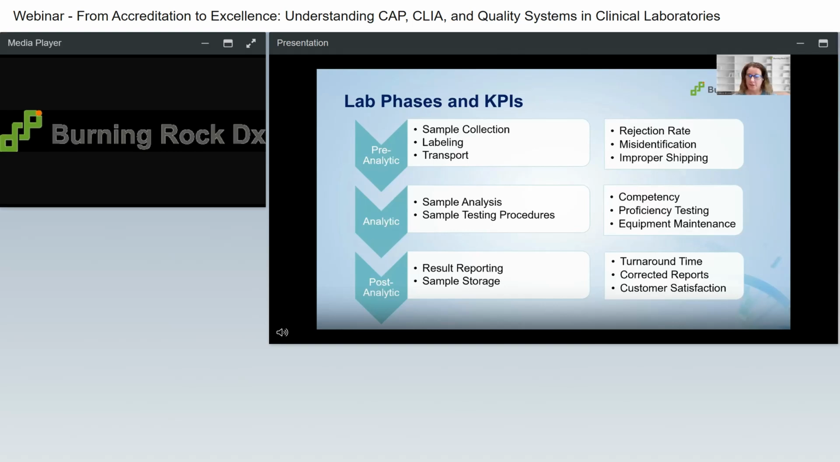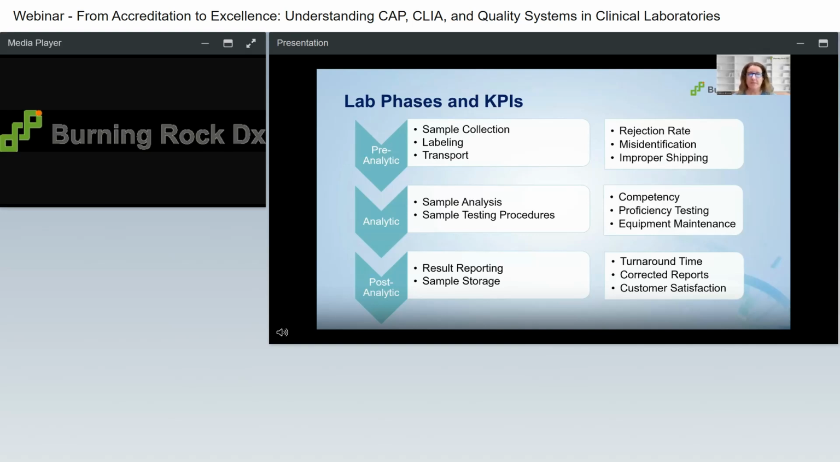The next step is the analytical phase. The analytical phase is anything that happens in the laboratory. So this is the sample testing procedures, sample analysis, basically anything that the lab is doing. And then finally, the post-analytical phase. This is where we're doing result reporting and sample storage. So ensuring that the samples are stored properly for the correct amount of time, that our records are being stored properly, that we are meeting whatever those requirements are for the length of storage and the conditions of storage.